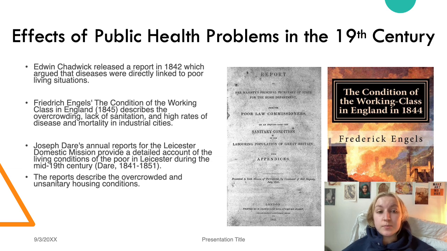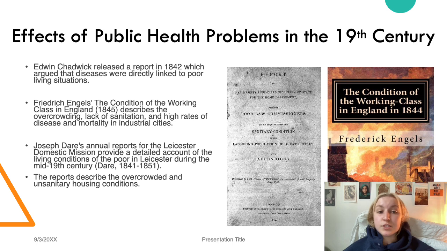Joseph Dare's annual reports for the Leicester Domestic Mission provide a detailed account of the living conditions of the poor in Leicester during the mid-19th century. These reports describe the overcrowded and unsanitary housing conditions that were common in the city, as well as high rates of disease and mortality that resulted from these conditions.